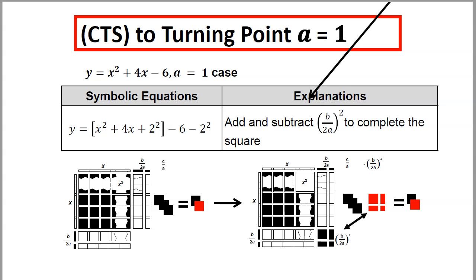Now we'll add and subtract b over 2a, quantity squared, to complete the square. Graphically, we have our factor rectangle with region 4 missing, set equal to 0, and we have our c just separated here, not on the right side. And then we add b over 2a quantity squared to our factor rectangle and subtract it so as to not change the value.